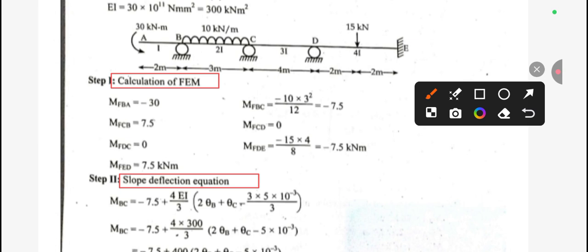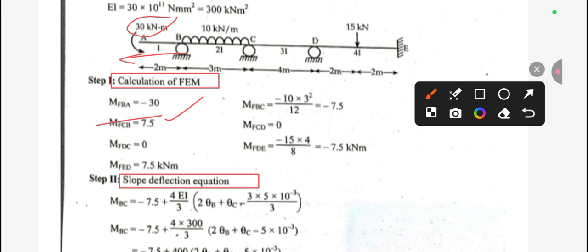Calculate the moment for all the sections. For the fixed end moment for B to A, look here, in the question a 30 kilonewton meter moment is already given at point A. This is anti-clockwise, and anti-clockwise is negative, so minus 30. We don't need to take a balance moment; we need to take a balance moment only for the point load. If a moment is already given at the support, we don't need to balance it, we take it as usual.